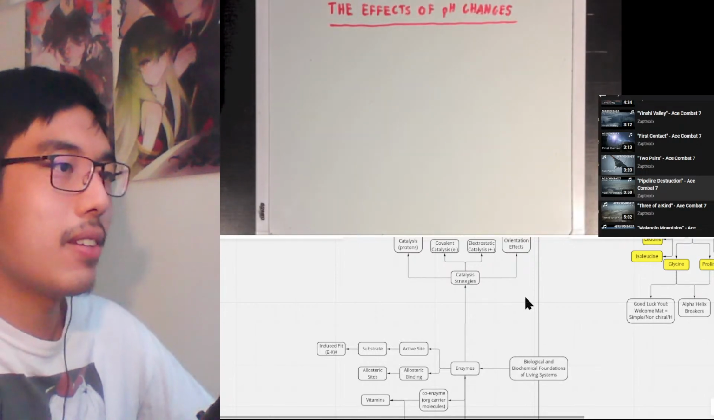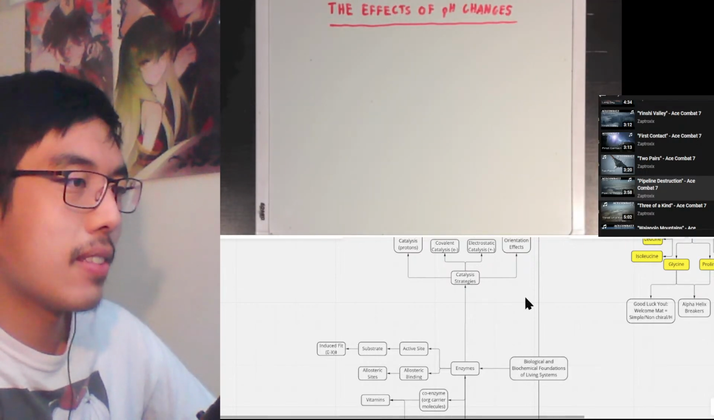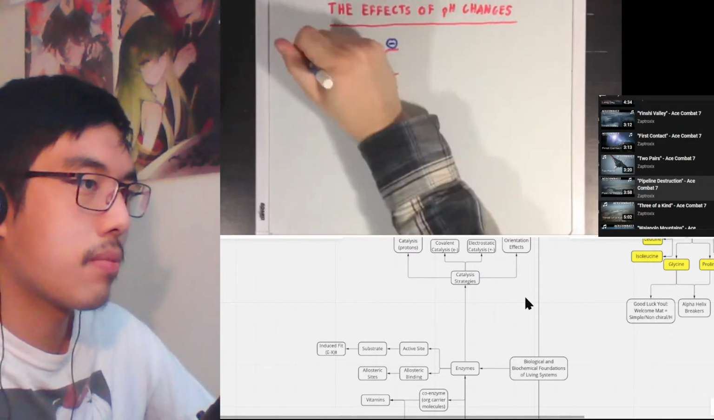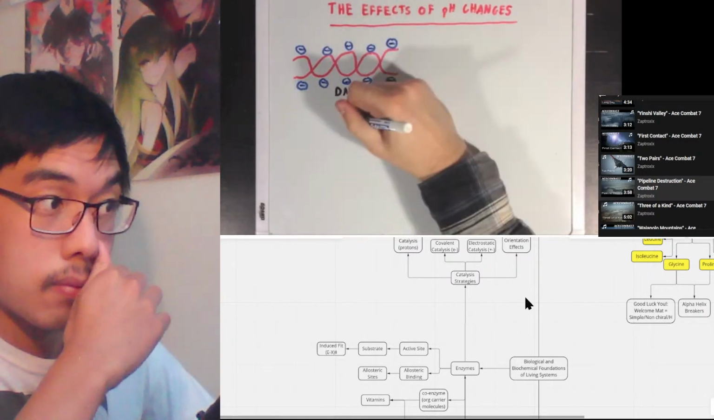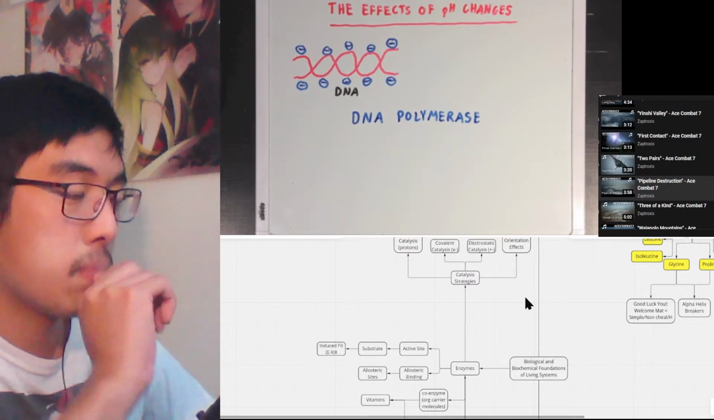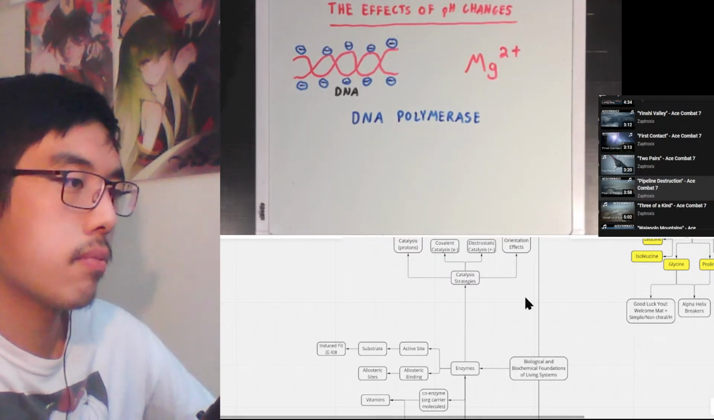Well, let's first look at the effects of changing the pH of an enzyme's environment and jump right in with an example. So remember that DNA is a very negatively charged molecule because of all the negatively charged phosphate groups that you'd find on DNA. And in order for the enzyme DNA polymerase to help out with DNA replication, it binds a magnesium ion cofactor, which it uses to stabilize all the negative charge on DNA.